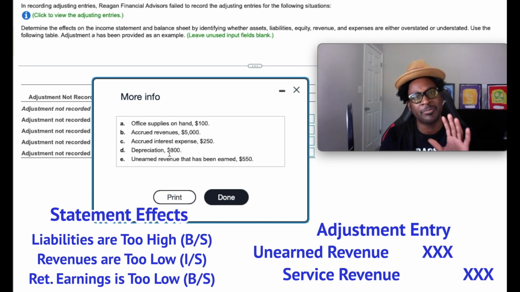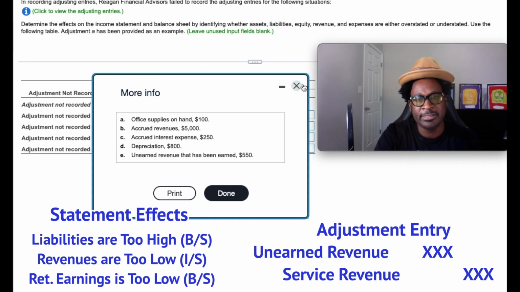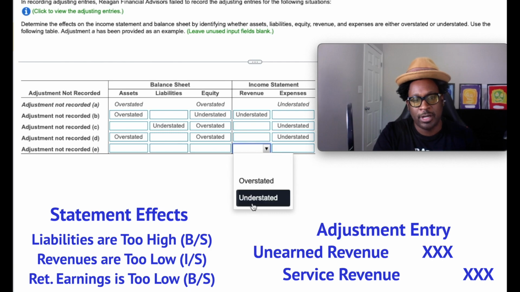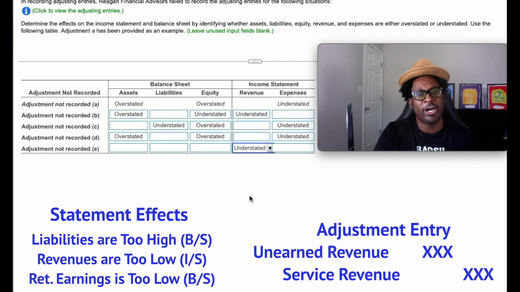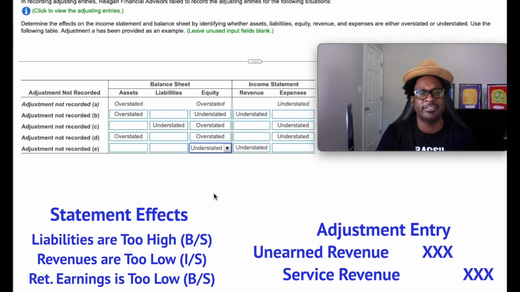Well, obviously from the income statement approach, we know that our income, our revenues are going to be lower than what they should be. So that means they're going to be understated. So if our revenues are understated, lower than it should be, our equity should also be understated, particularly retained earnings.